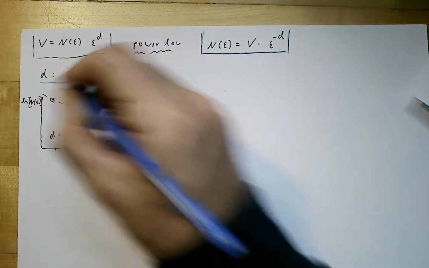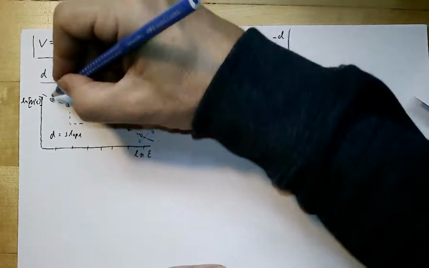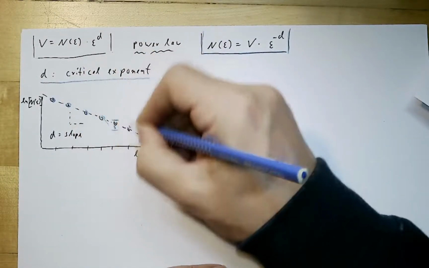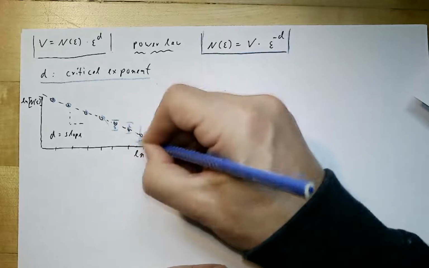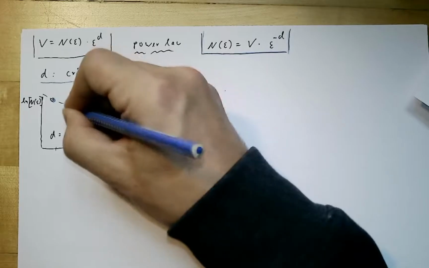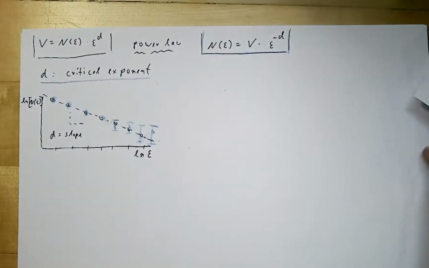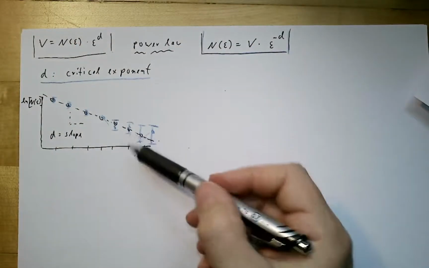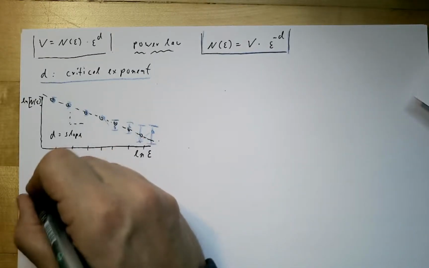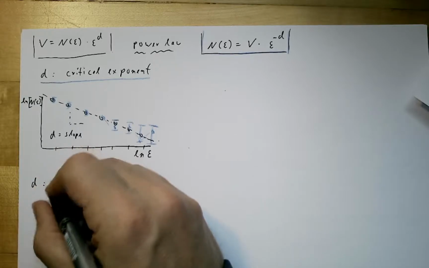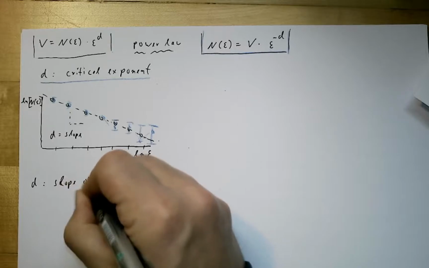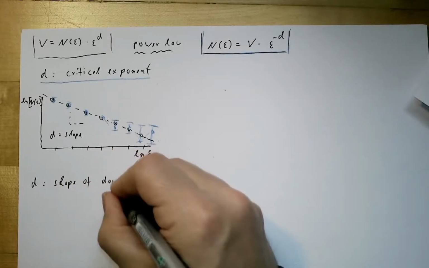But when we go to smaller and smaller scales, maybe you could also make measurement error bars here. Yeah. So the error bars would get very small. And so we have to look for our curve in the limit. So d is obtained as the slope of a double logarithmic plot.